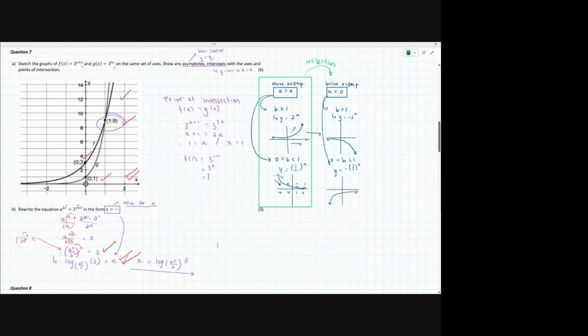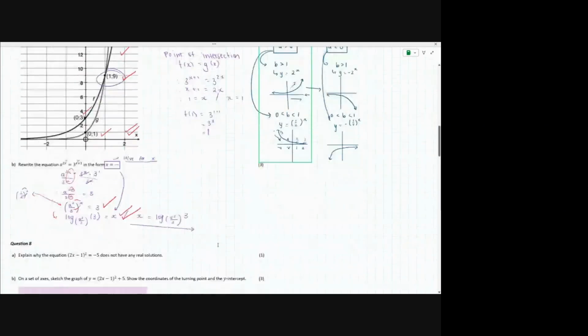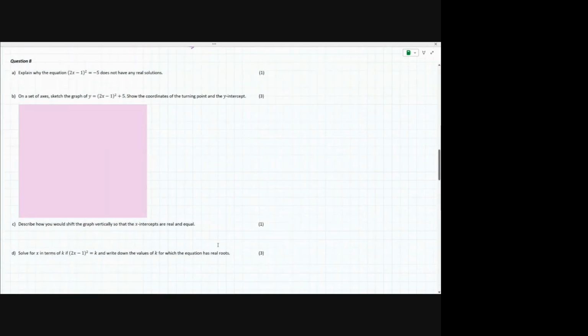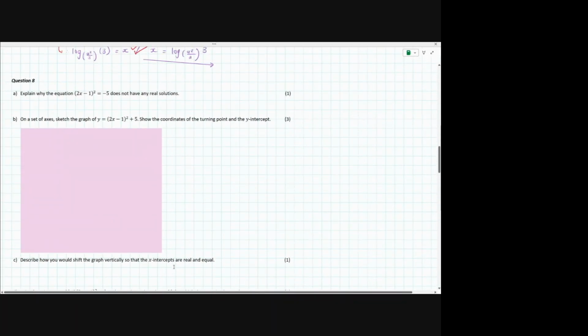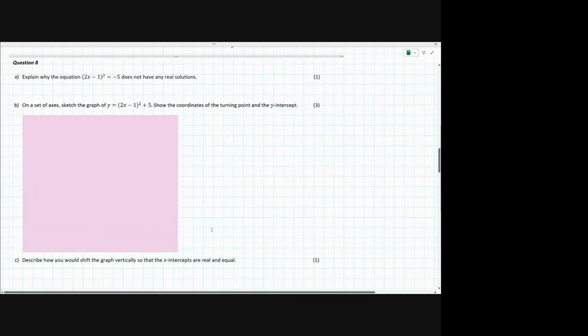Right, I hope we've all taken screenshots. I'm moving to question 8. All right, so question 8a, it's kind of not quite similar to the question we had on Monday, but sort of requires the same sort of deductive reasoning.